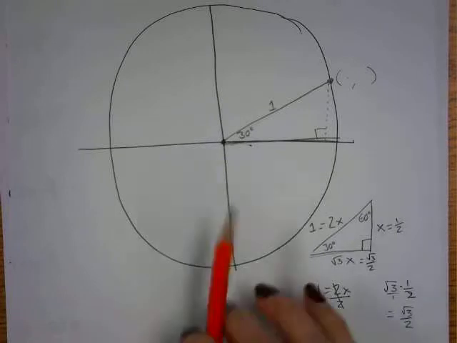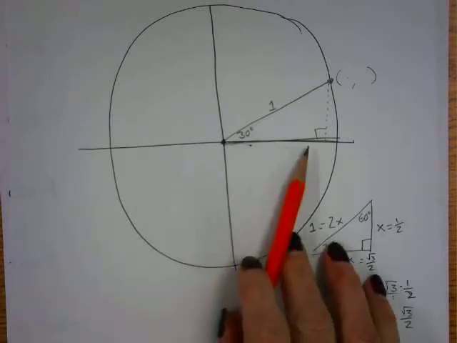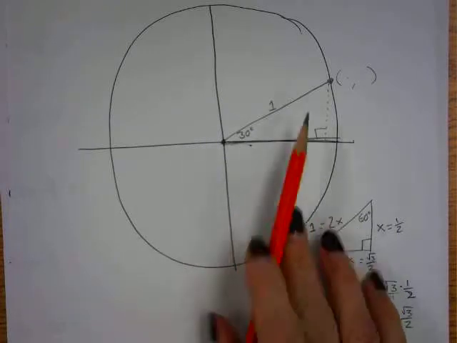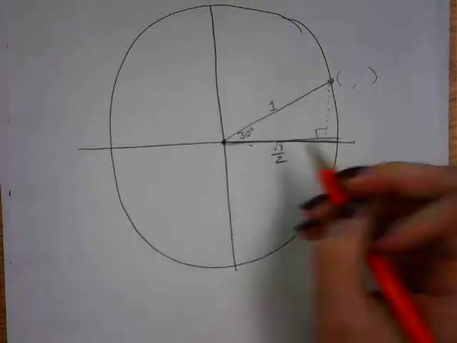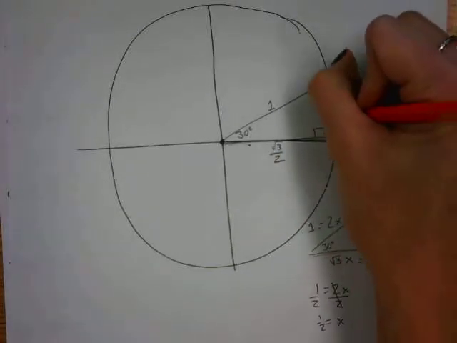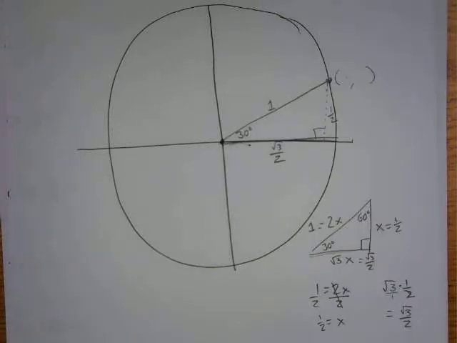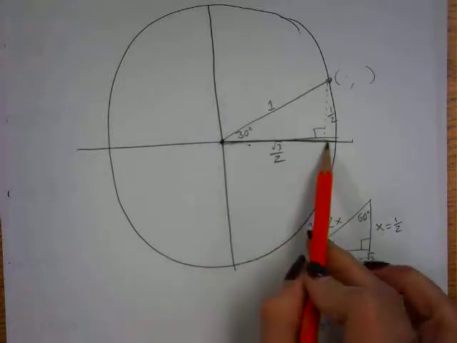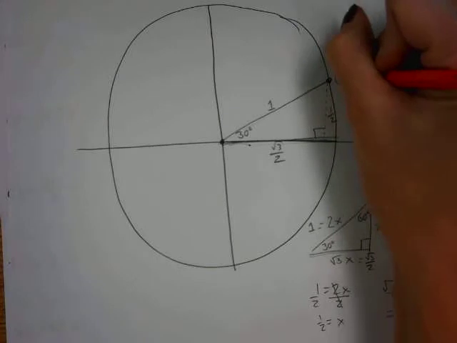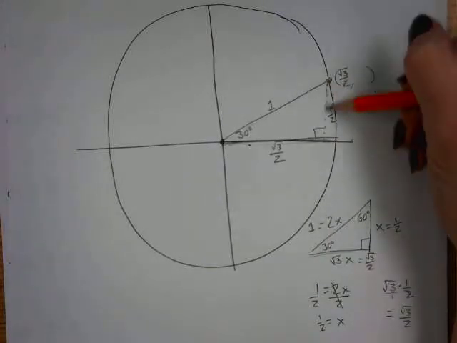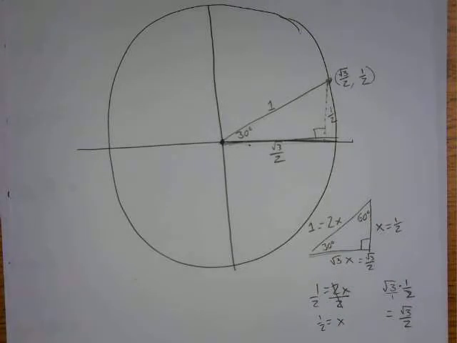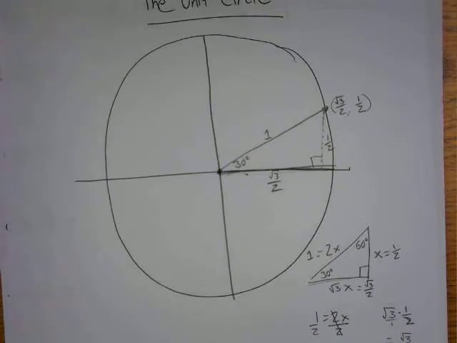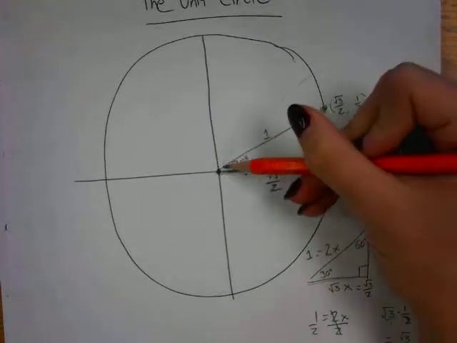So let me label this on my unit circle. This side down at the bottom across from my 60-degree angle up top would be root 3 over 2, and this side across from 30 degrees would be 1/2. So my coordinate would be an x value of root 3 over 2, and a y value of 1/2. Okay, so the same thing is true for a 45-degree angle, a 60-degree angle.